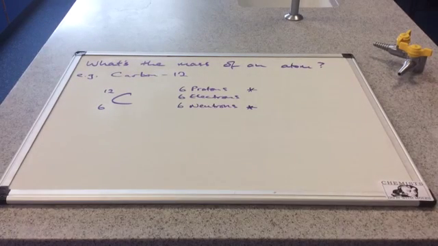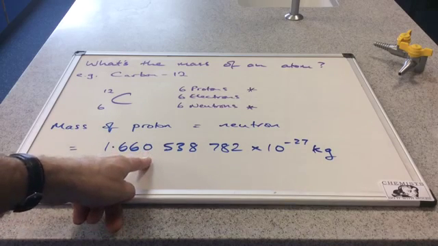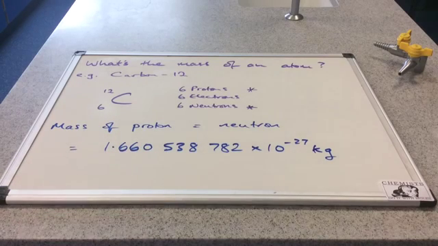You can see there I've starred the protons and neutrons because they are the particles with some mass worth speaking about. Obviously electrons do have a mass, but it's so tiny in comparison to the protons and neutrons, we're going to ignore their mass. The mass of a proton is the same as the mass of a neutron, and there's the mass written down for you in kilos. So the mass of a carbon-12 atom is going to be this number here multiplied by 12, because we've got 6 protons and 6 neutrons.